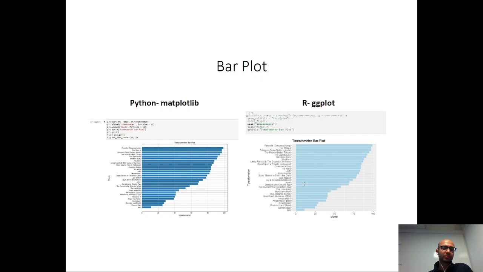Lastly, I'm using the same data frame, same data, and doing a bar plot on the left, showing the Python matplotlib, which uses a couple lines of code to generate the bar plot, and the code in ggplot, which uses ggplot, and the ordering is done within the function as well.